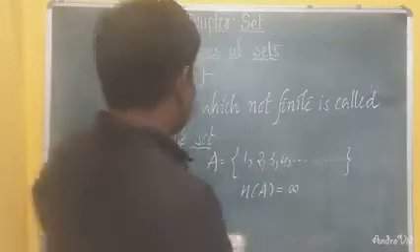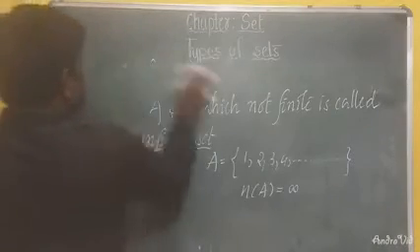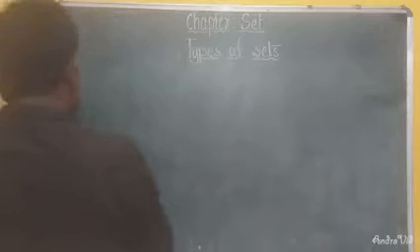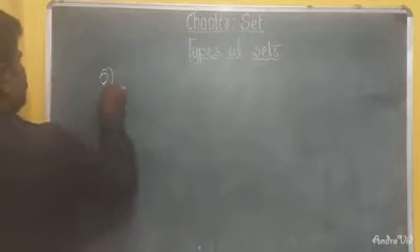Okay, now let us go to the next type of set, that is called an equal set. Equal sets. Okay, fifth one, equal sets.